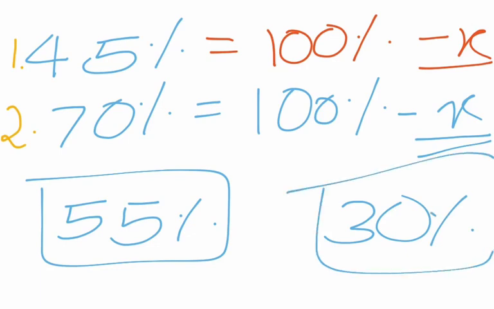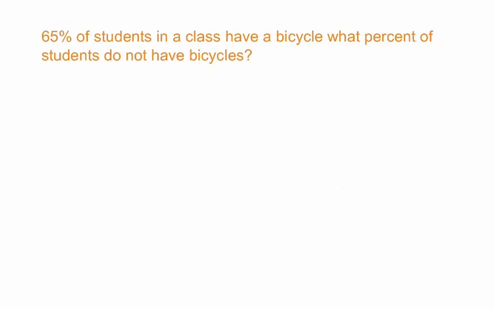Moving on to our next question. 65% of students in a class have a bicycle. What percent of students do not have a bicycle? So it is like 65% of them have their own bicycle, right? And the remaining students don't have.